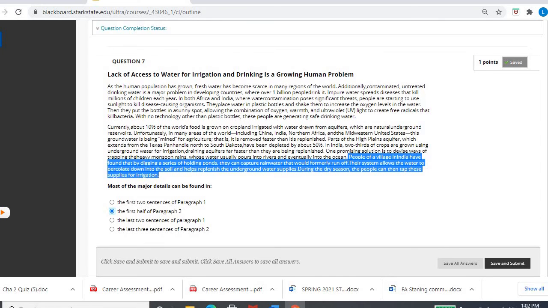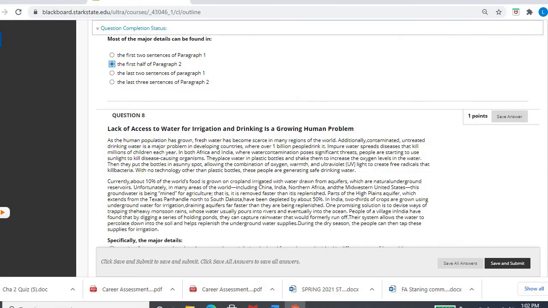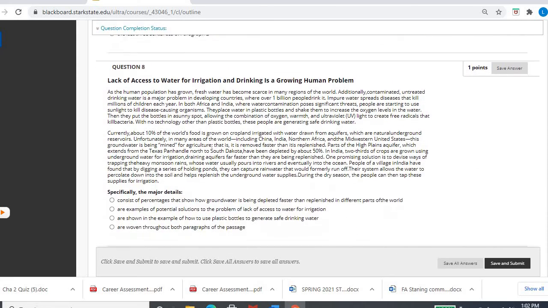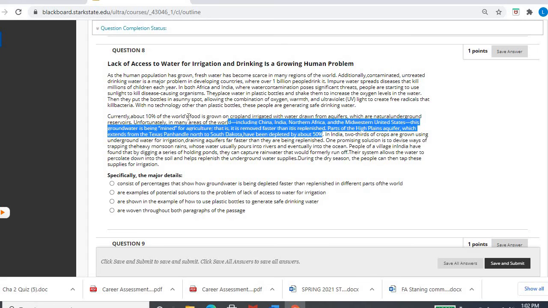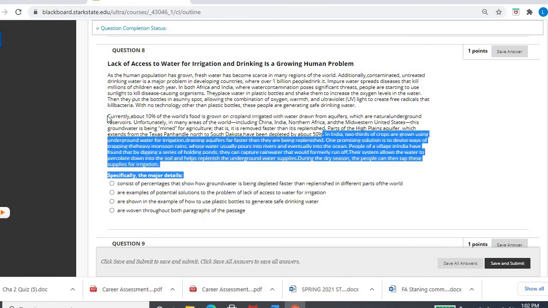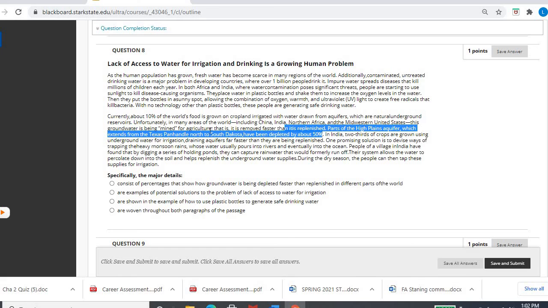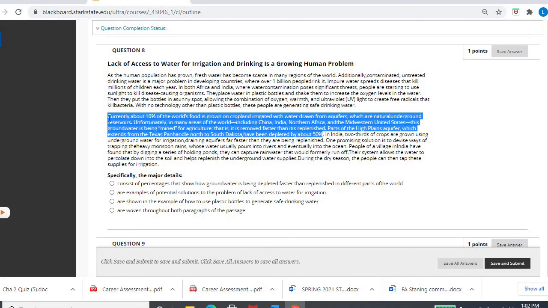All right, so what you're going to do now is question 8. You have this same selection, but now it's going to ask you, what are the major details doing? So what are the major details showing based on what we've read here? And remember, we said that the second paragraph, the first part of it in particular, is where a lot of the major details can be found. Not all of the major details, but a lot of them can be found in this first half of the second paragraph. So keeping that in mind, what are the major details describing? So look at your choices for that.